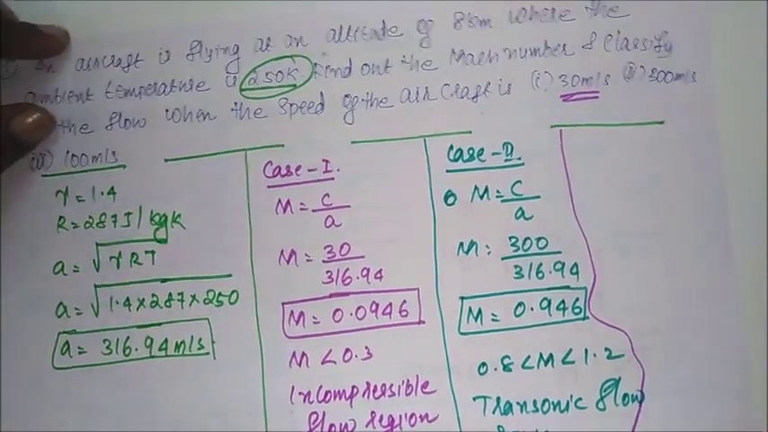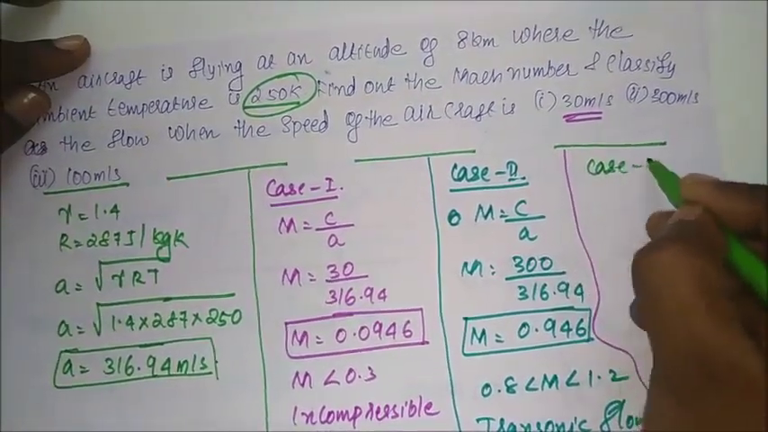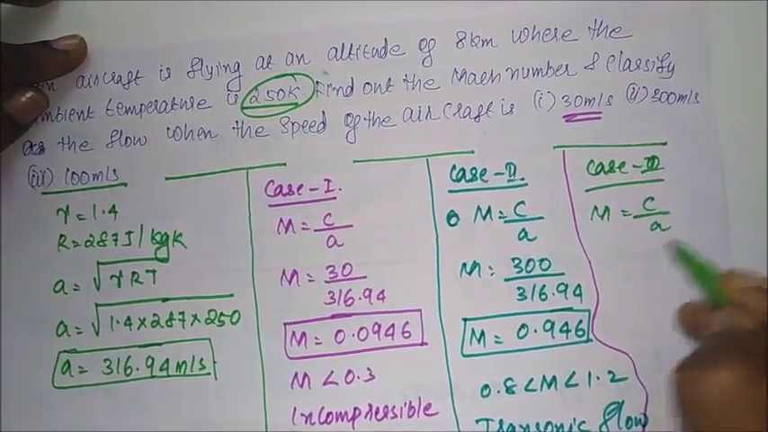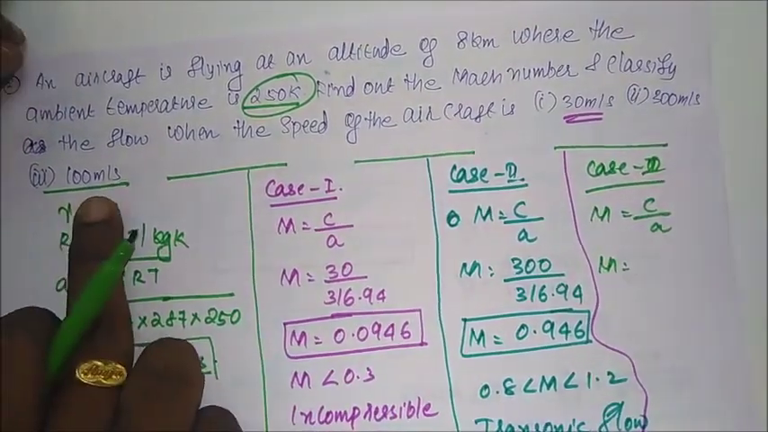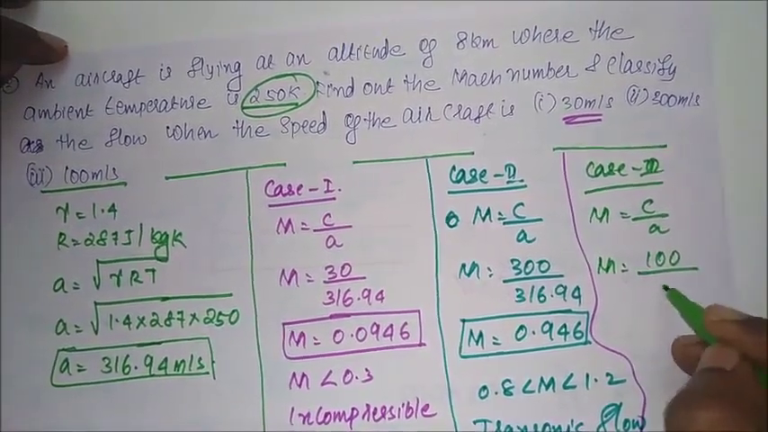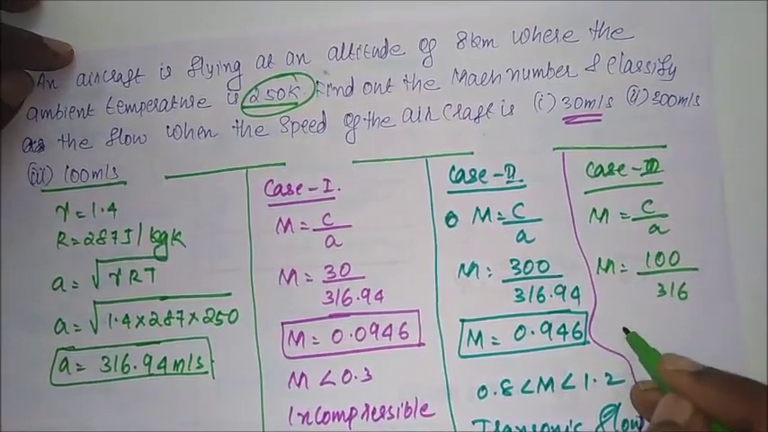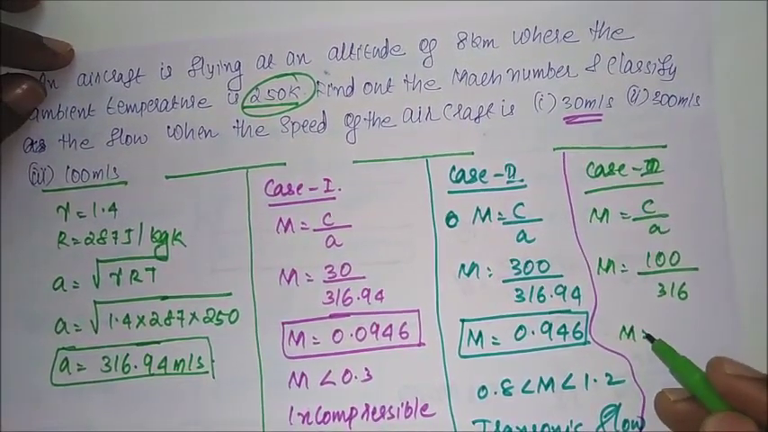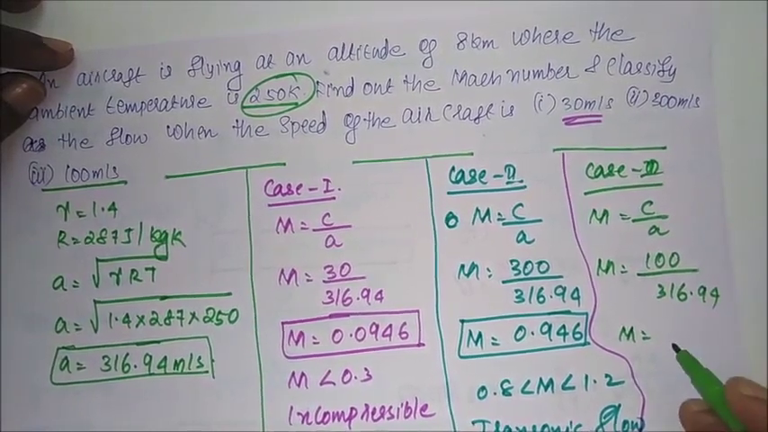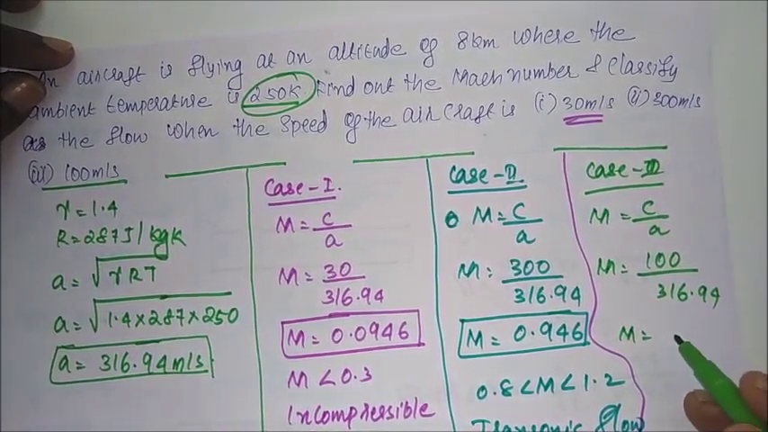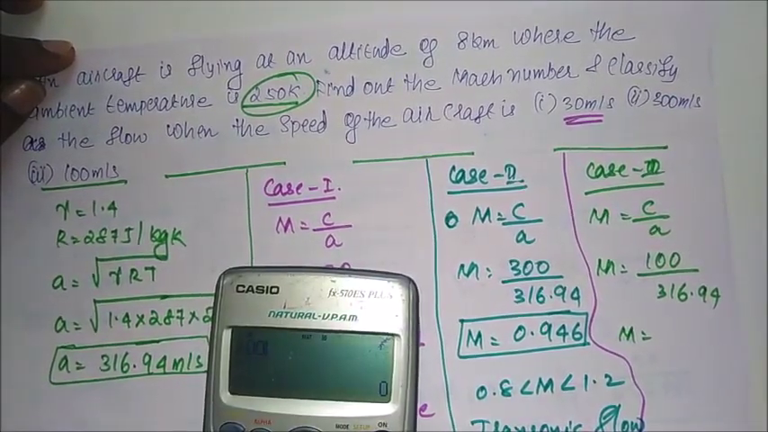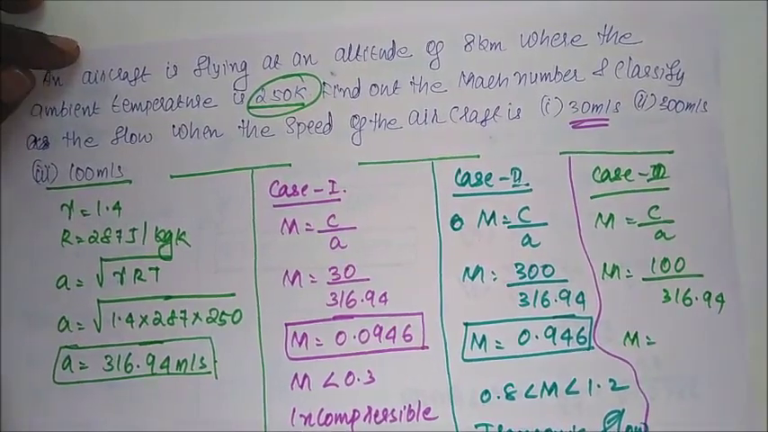Okay. Next one, case 3. M is equal to C by A. What is the value? The velocity of the object is equal to 100, so 100 divided by 316.94. Okay, it is a subsonic flow.